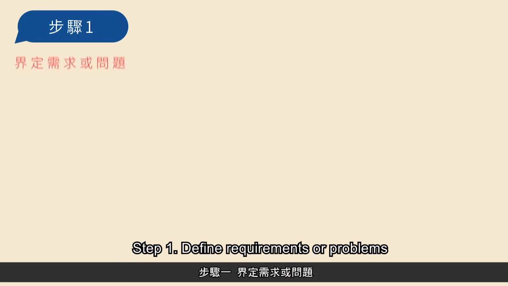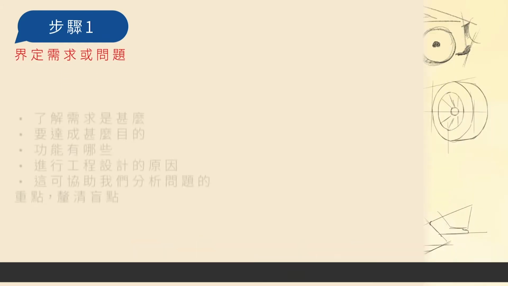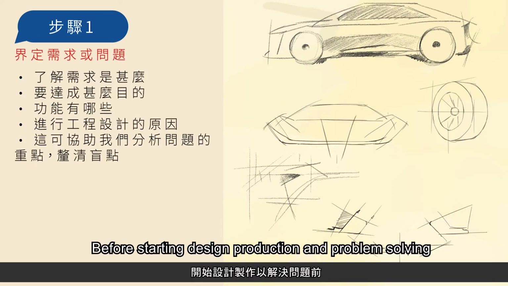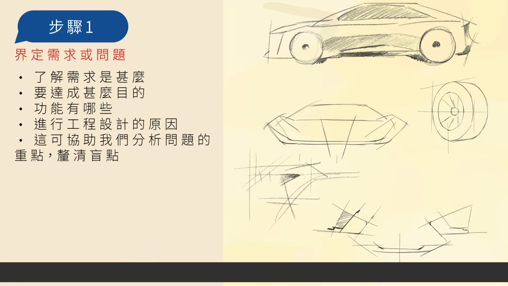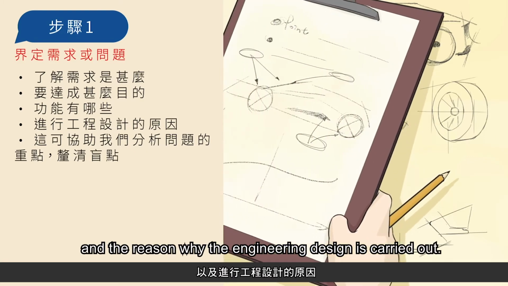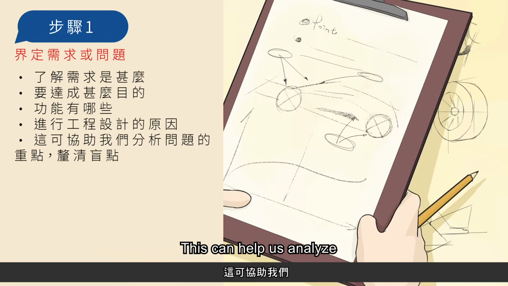Step 1. Define requirements or problems. Before starting design production and problem solving, first we need to understand what our requirements are. What is the goal we are trying to achieve, what the functions are, and the reason why our engineering design is carried out. This can help us analyze the key points of the problem and clear out blind spots.